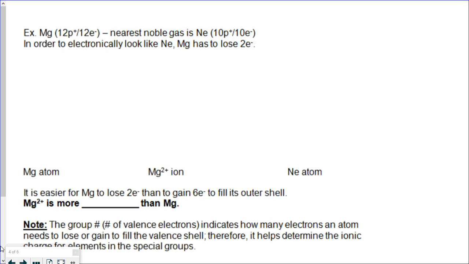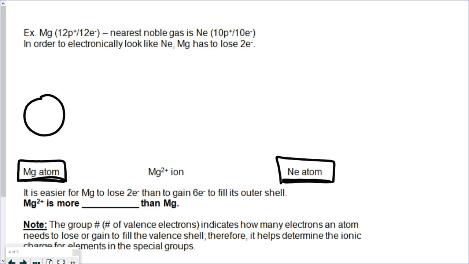So in order to become like neon, it needs to lose 2 electrons. But let's draw the first 2 things out. So this is our magnesium atom, and this is our neon atom. So maybe quickly pause it and draw your Bohr diagrams for those 2 parts. Magnesium atom, neon atom. Draw your Bohr diagrams quickly. So pause it and draw that.